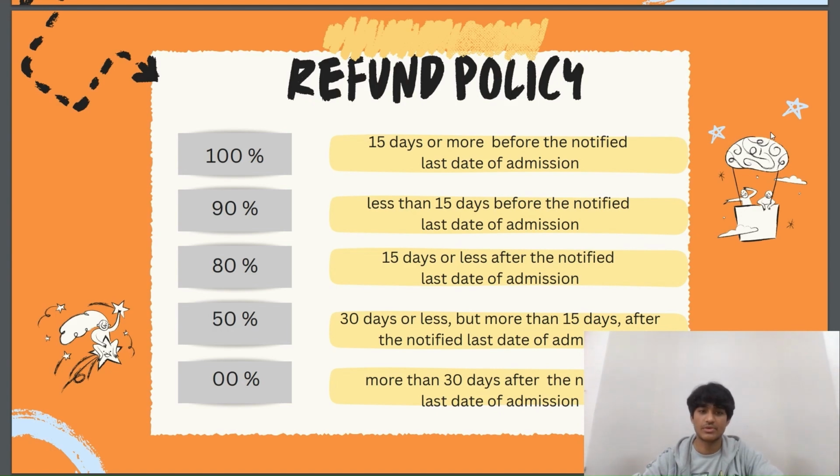You'll get an 80% refund if you ask for one 15 days or less after the notified last date of admission. You'll get a 50% refund 30 days or less but more than 15 days after the notified last date of admission. And you won't get a refund at all if you're asking for one more than 30 days after the notified last date of admission.